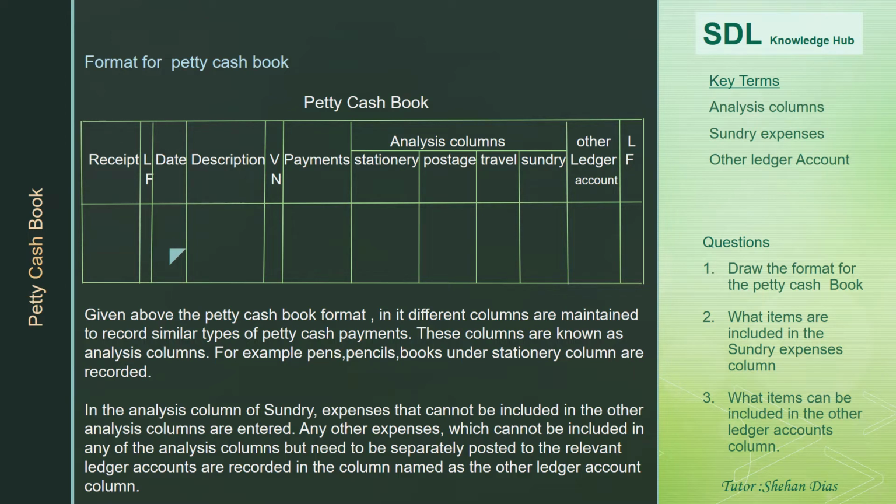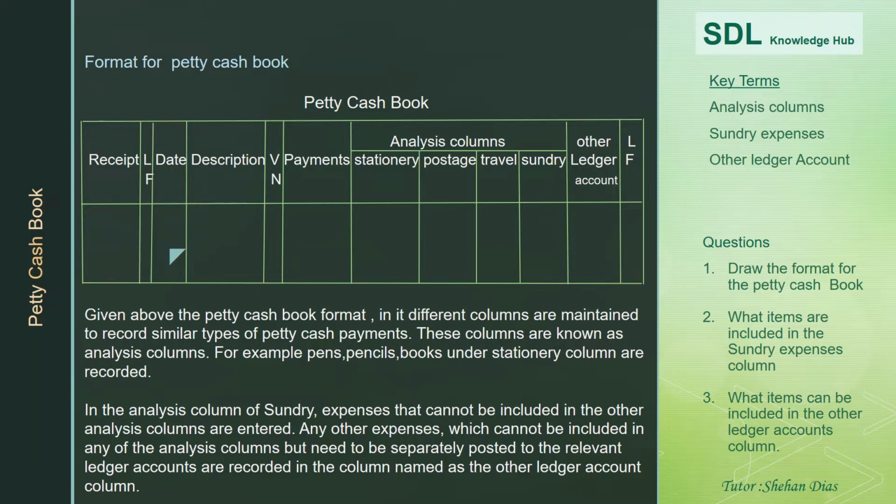For example, pens, pencils, books will go under stationery, and similarly traveling expenses incurred to go by three-wheeler, by bus, and different travel expenses will go under the travel analysis column. And there is also a sundry expenses column. The expenses which cannot be included in any of the previous columns will be included under the sundry expenses column.